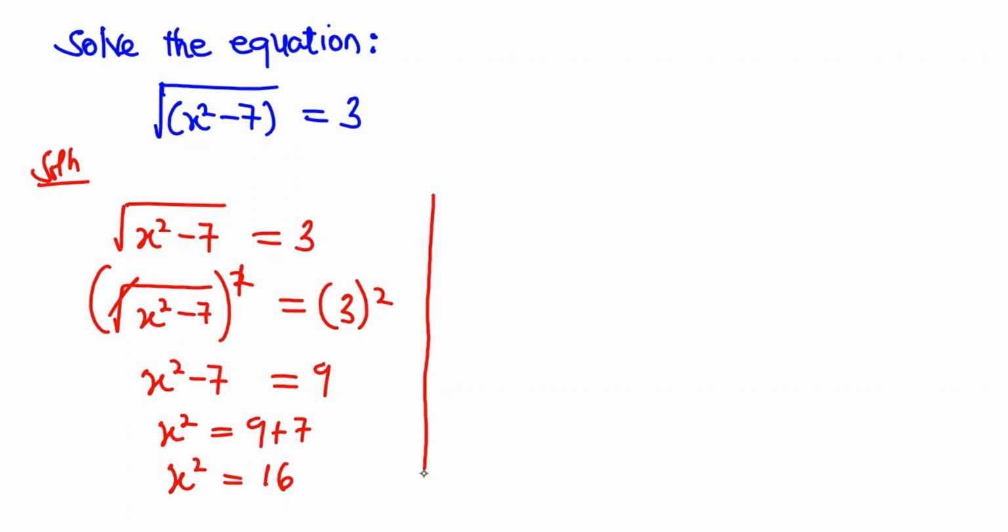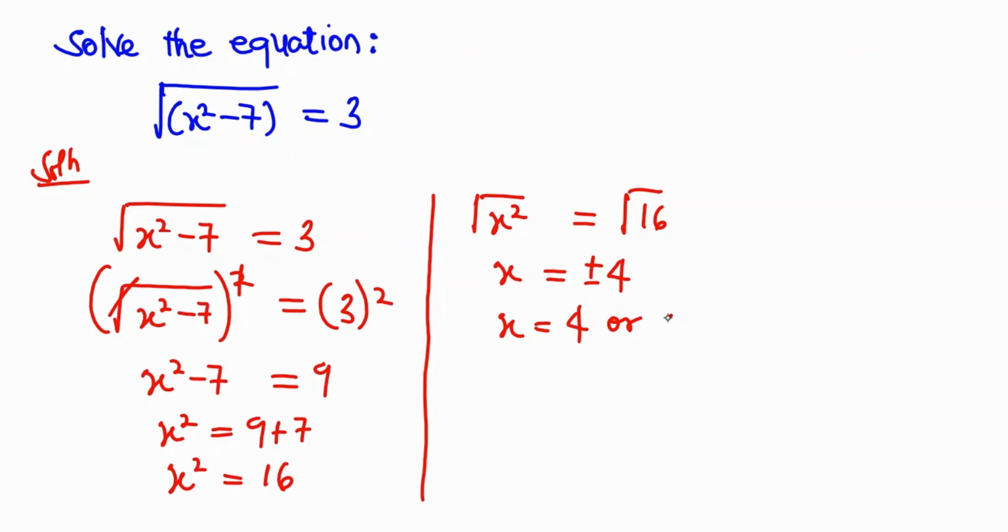At this point, we can solve for x by taking the square root of both sides to take away the square. So we have the square root of x squared equal to the square root of 16. We can see that the square roots cancel the squares, and then we are left with x, which is equal to the square root of 16, giving us plus or minus 4, which implies x is equal to 4 or x is equal to negative 4.